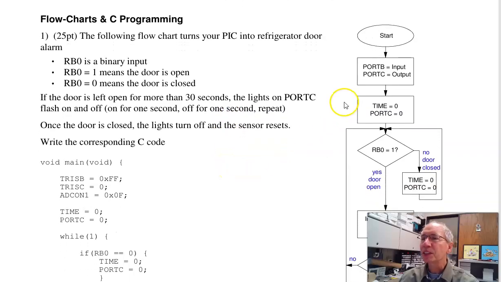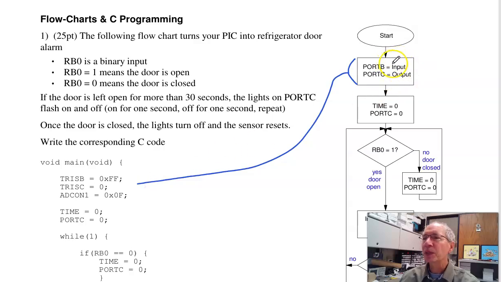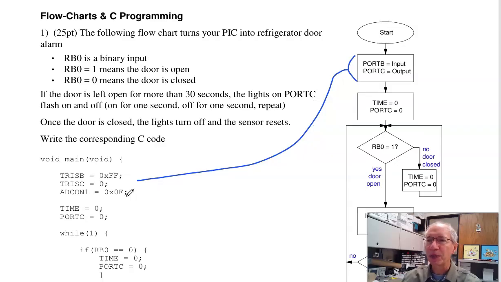Now, the first problem is, given the flowchart, convert to C. That goes block by block, just like we did in assembly, only now using C code. If I want to make port B input and port C output, the C code is TRISB equals FF, TRISC equals 0. That makes all pins on port B input, all pins on port C output. Additionally, you need to make everything binary. No points off if you forget that. It just won't run if you actually do try to program it.